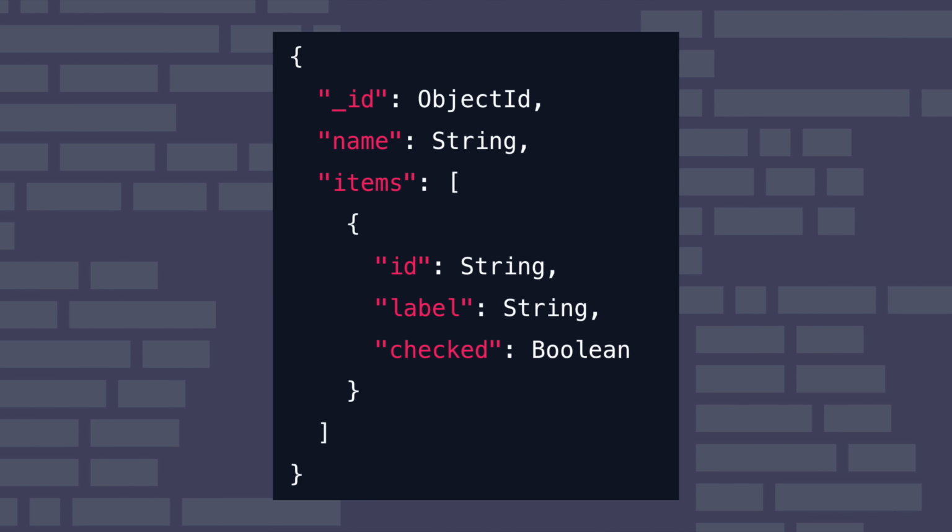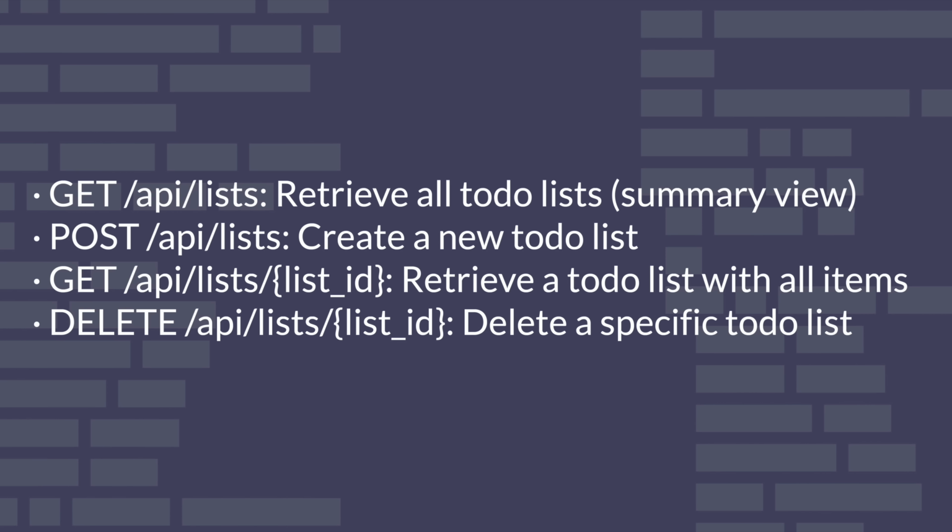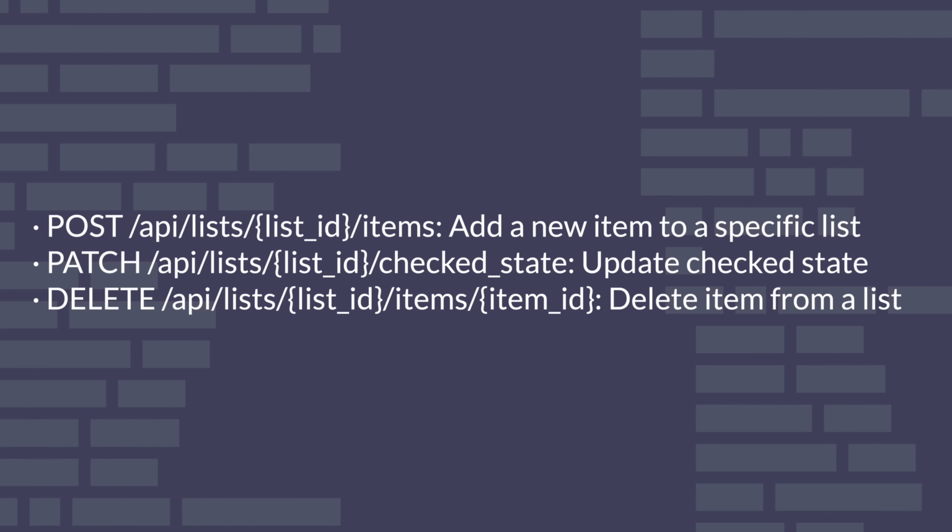Our MongoDB data model will consist of two main structures. The to-do list, and here's what that structure will look like. And also the list summary for displaying in the list of all the to-do lists. And here's what that structure will look like. Our FastAPI backend will expose the following RESTful endpoints. So for the to-do list, here are the endpoints. And for the to-do items, here are the endpoints.